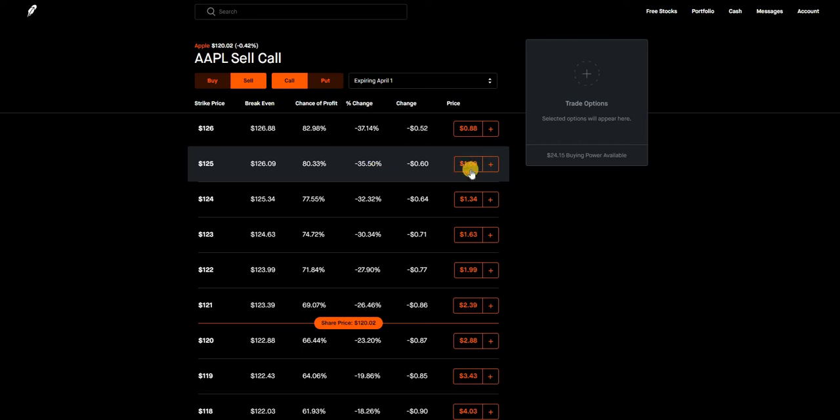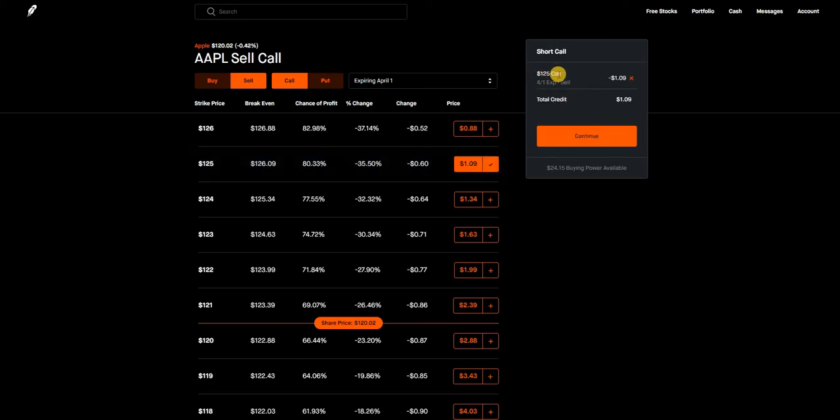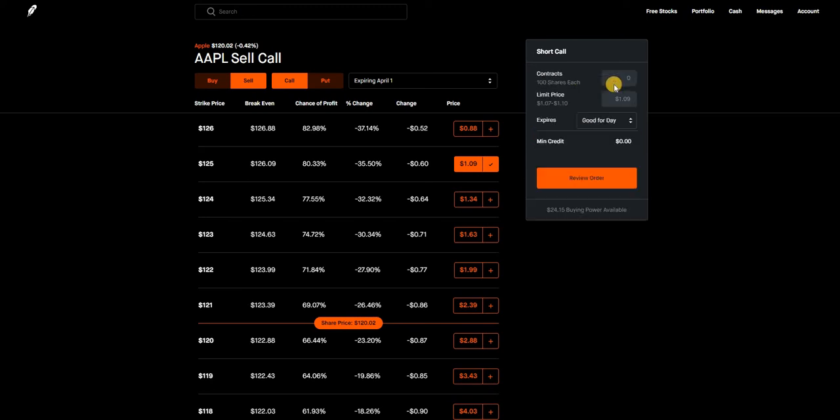So if I was to sell this call option, you can see it right here, $125 call expiring on April 1st for $1.09, total credit $1.09. And here you can put in the number of contracts. Because we hypothetically own 100 shares of Apple, we could trade one contract. And in terms of the actual limit price, I like to go for some number in between these two numbers, the bid and the ask. So in this case, I'll go with 109 for the example. And here you can see minimum credit, $109.